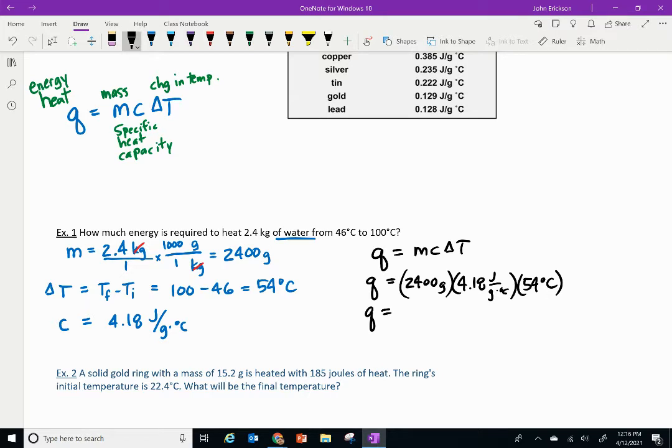And we calculate this, 2400 times 4.18 times 54 is equal to 541,728. Notice the units in this. So the grams crossed out and the degrees Celsius also. So I'll write the units as joules.